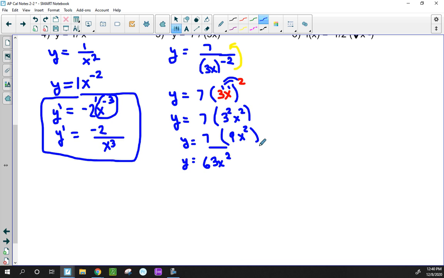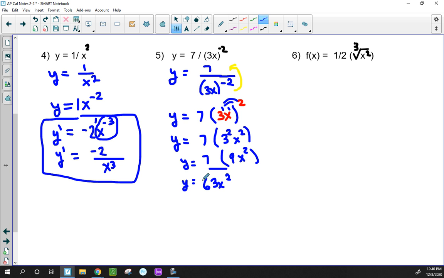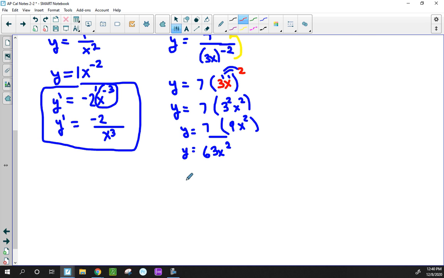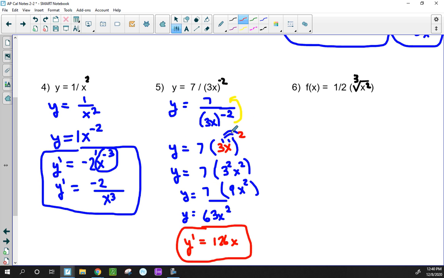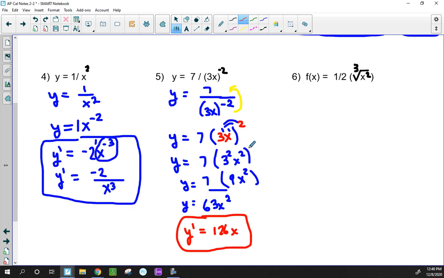And I have finally, after a few steps, made it to a place where I have a polynomial, and I'm ready to derive, find the derivative of y prime, and I can do 2 times 63, which is 126, and that's going to be x to the 2 minus 1, which is x to the first. But you can see it's taken me several steps to get there, and I do want you to make sure that you show all your steps, as always.